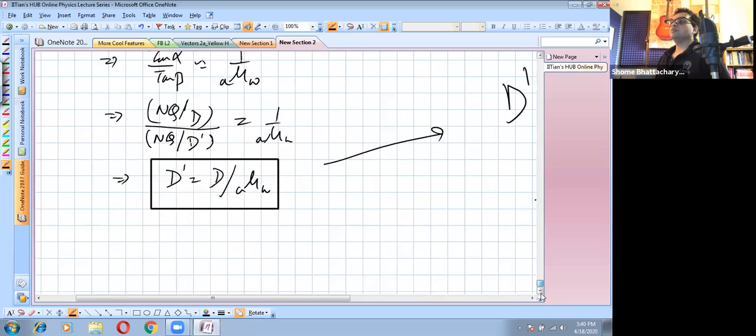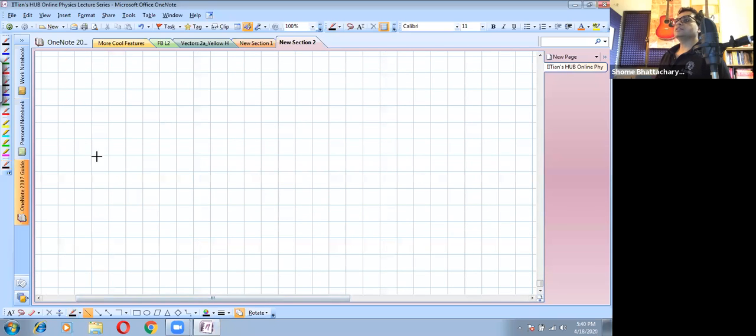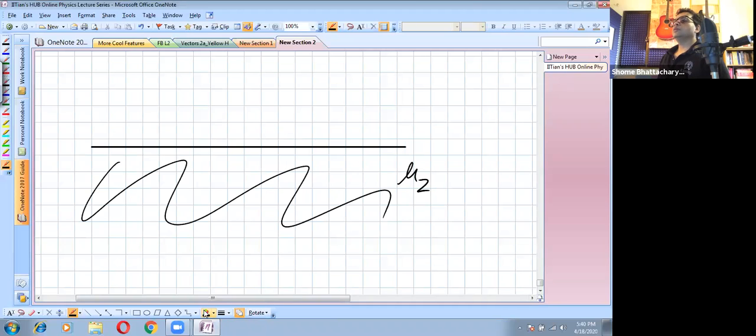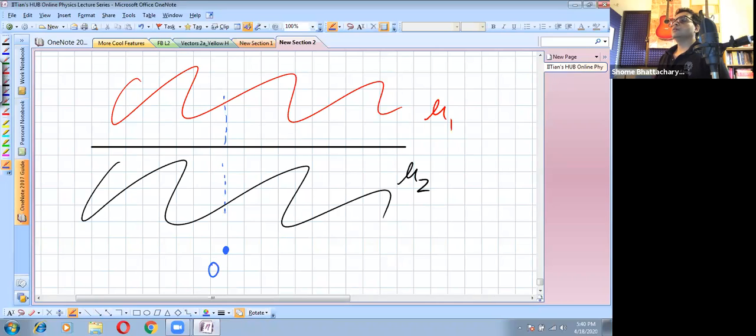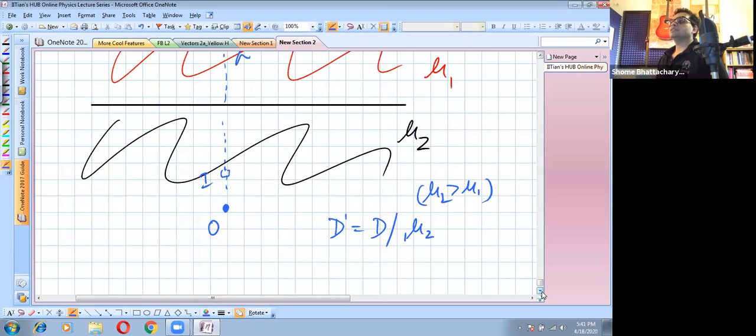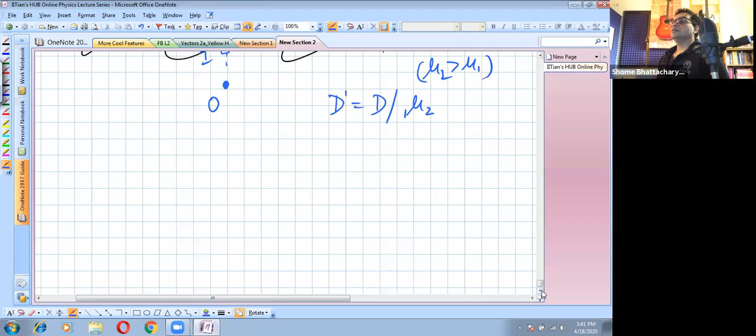You should remember the formula in this form: if we are looking at the interface between medium 2 and medium 1, and our object is present in medium 2 and our observer is present in medium 1, then to the observer the object will appear to be like this if mu2 is greater than mu1, and the apparent depth will be given by the formula d divided by mu of 2 with respect to 1.